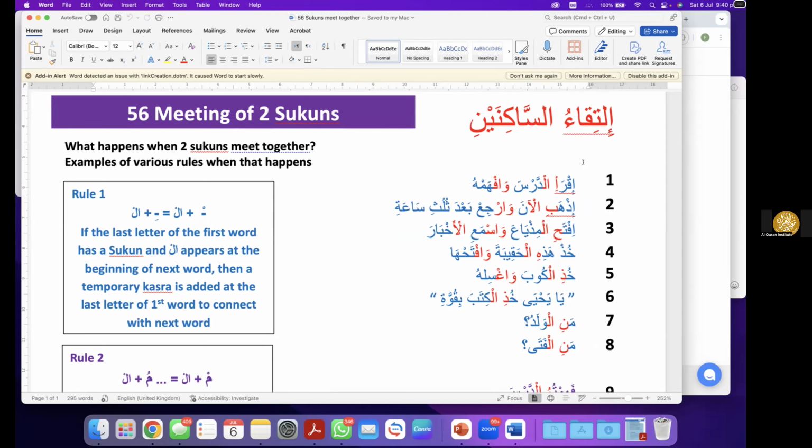So ikra plus ad-darsa, in a situation like this, if it is a sukun on the last letter, then you add the kasra before al. So sukun on the letter before al.